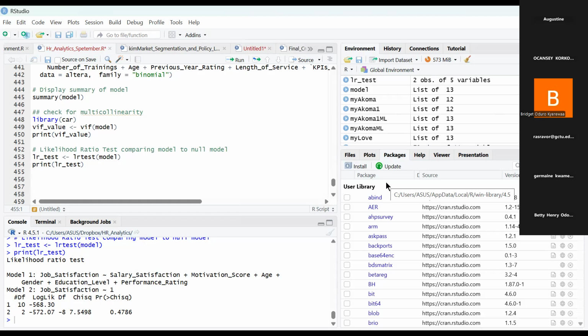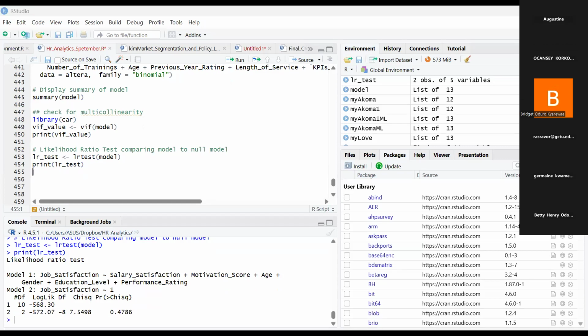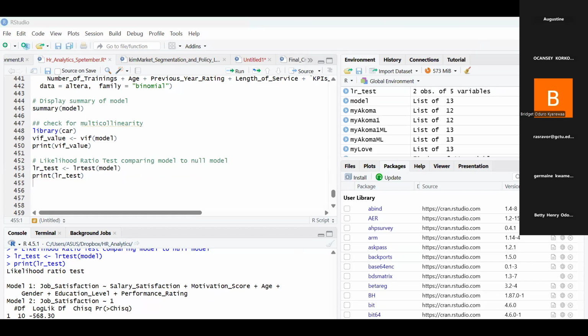Please, can we move on? Yes, can I move on? Okay. Please, can you see my screen, by the way? Yes, we can.